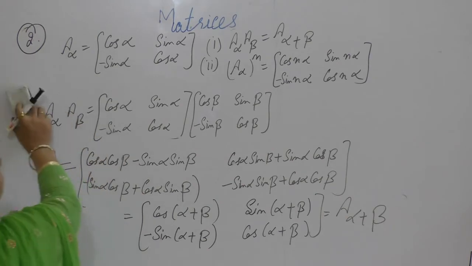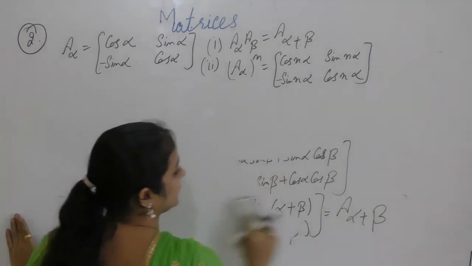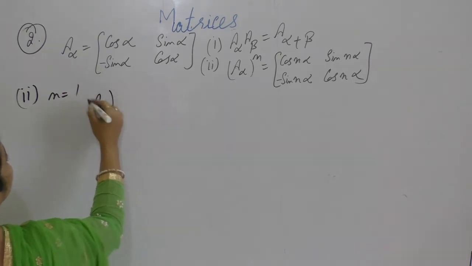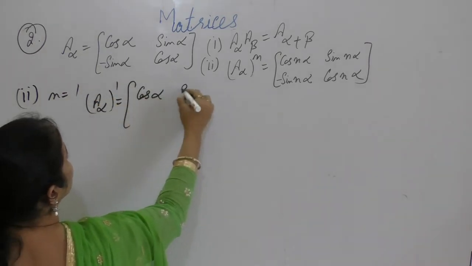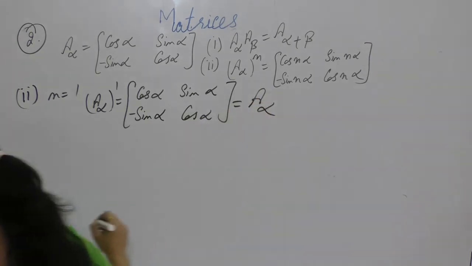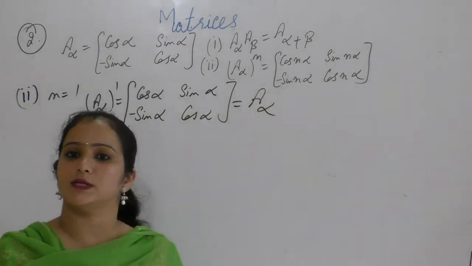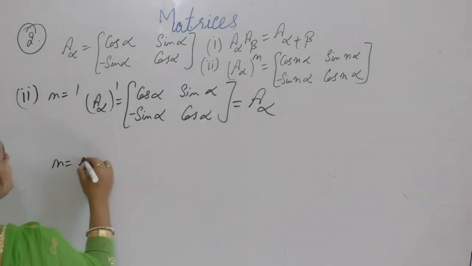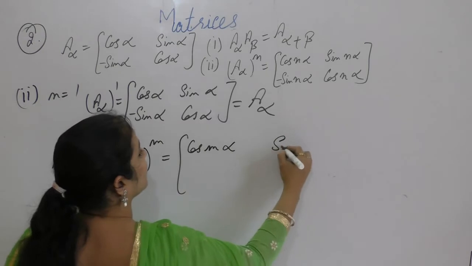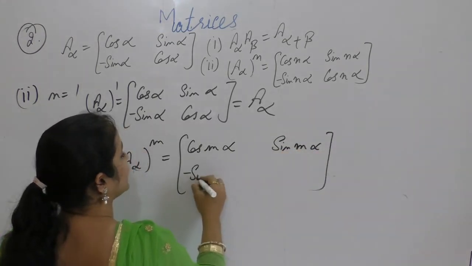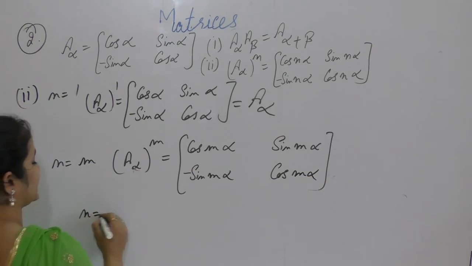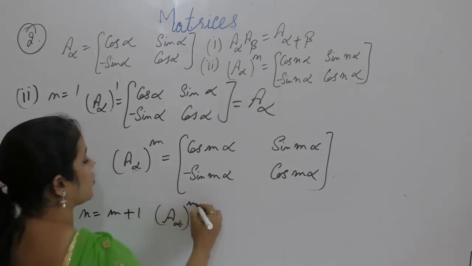Now second part is, we have to prove the second part by using mathematical induction. Put n is equals to 1. A alpha, n is 1, so cos alpha sin alpha minus sin alpha cos alpha, that is equals to A of alpha. So result is true for n is equals to 1. Let us assume that result is true for n is equals to m. A alpha power m is cos of m alpha, sin of m alpha, minus sin of m alpha, cos of m alpha. Now we have to prove that result is true for n is equals to m plus 1.